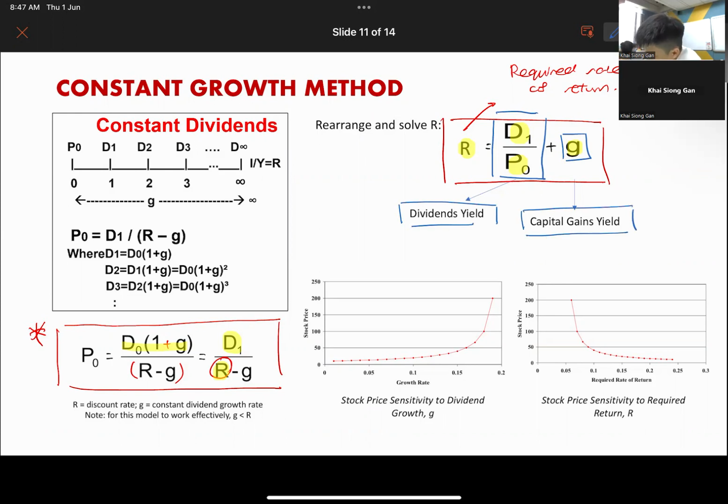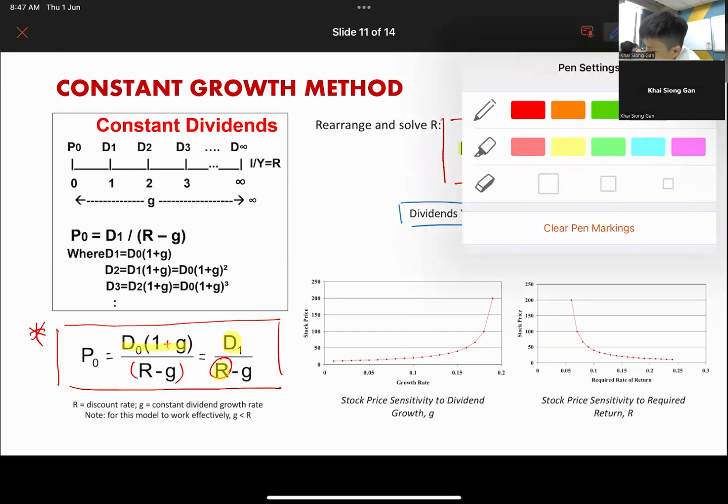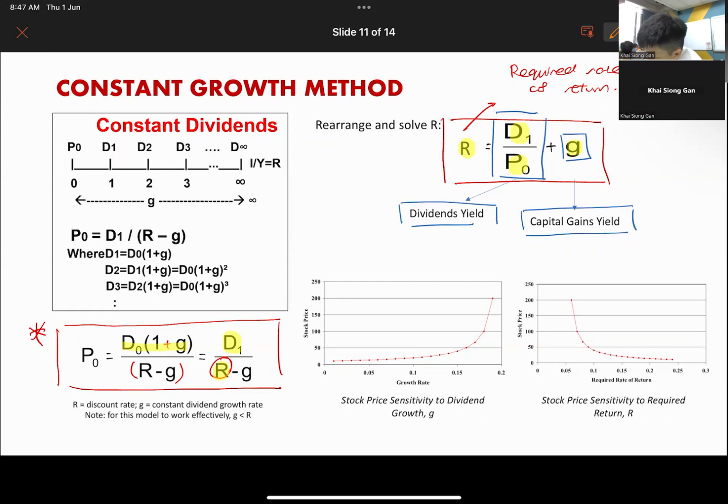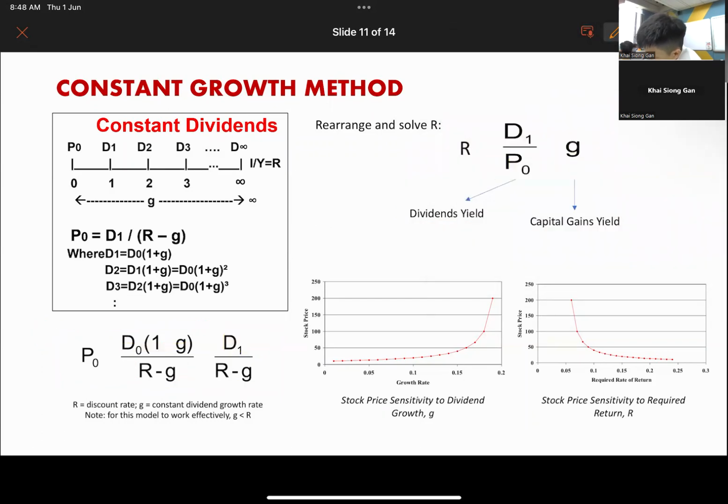Two things. Now I want to see some relationships between different variables. For example, let's say I erase everything first. Now I want to see the growth rate against the share price value. Since the denominator is r minus g, with g negative, an increase in growth rate makes the denominator smaller, so the share price will increase. The relationship between share price and growth rate is positive. The higher the growth rate, the higher the stock price, so the graph is upward sloping.